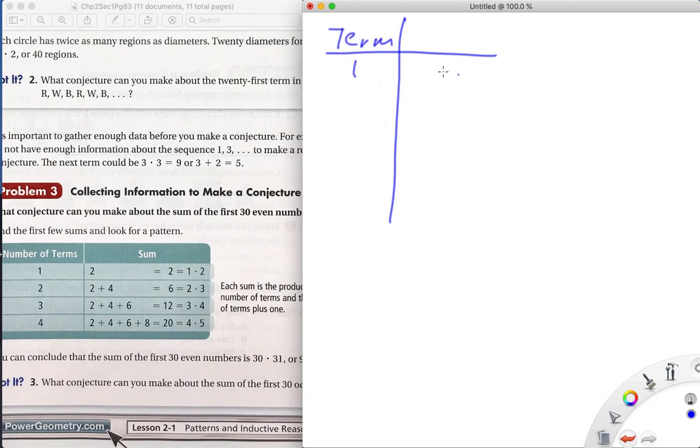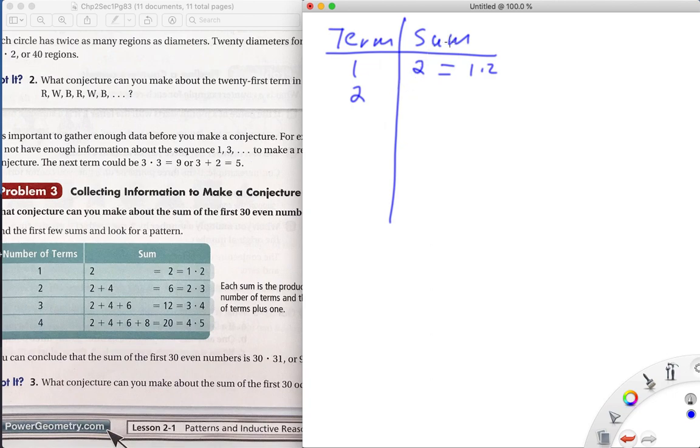Our first term is the first even number. This is the sum. The first even number that we see, so the first term would be 2. We can think of this as the first term times the sum, because it starts off at 2. There's nothing to add it with. So we think of it as the first term, which is 1, times 2, and that's going to give me 2. Then we have the second term.